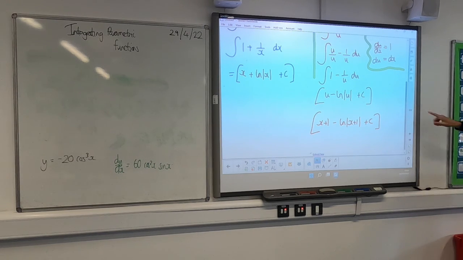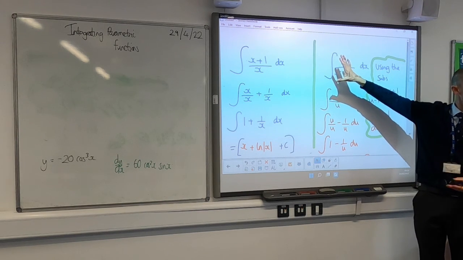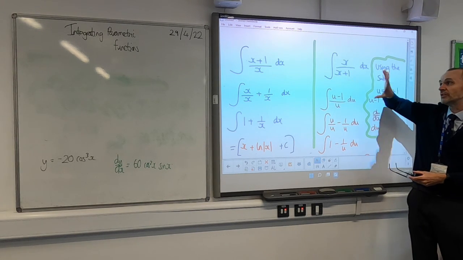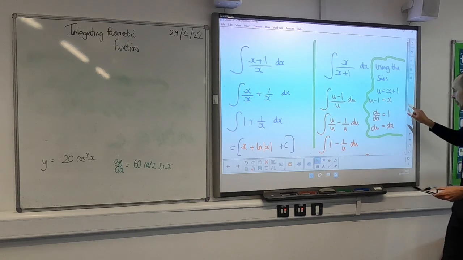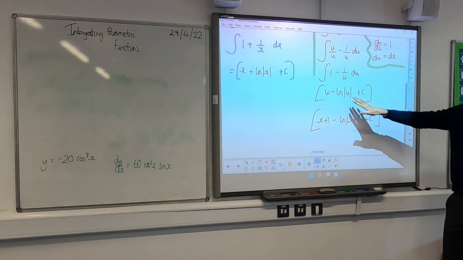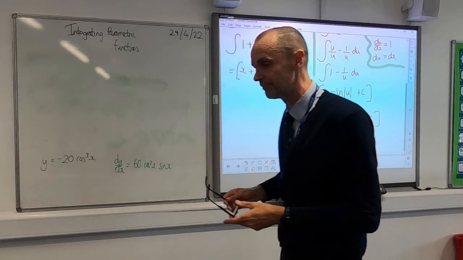Of course, if I had been asked to do an integration between 2 values, I wouldn't have had to do that step at the end, because I would have changed my x values into u values, and I would have substituted them in at that point to get the actual area that I was after. This wasn't the area question, this was an indefinite integral.